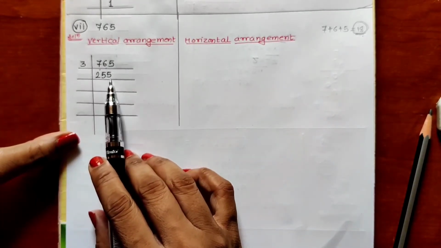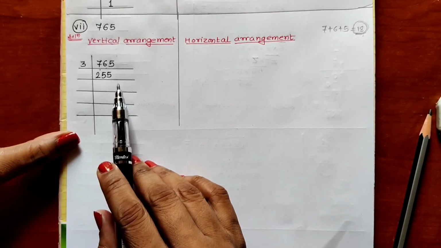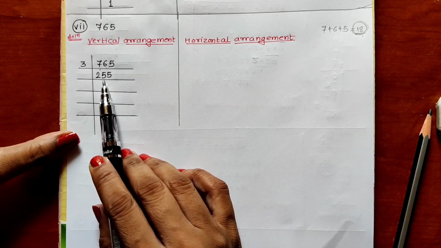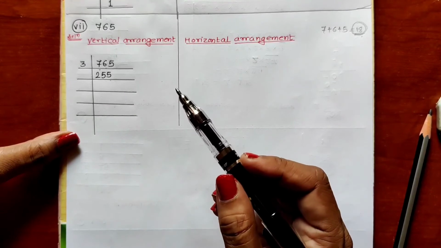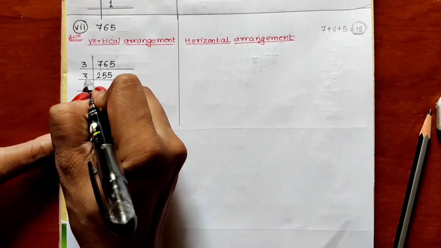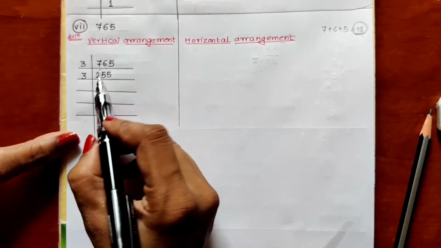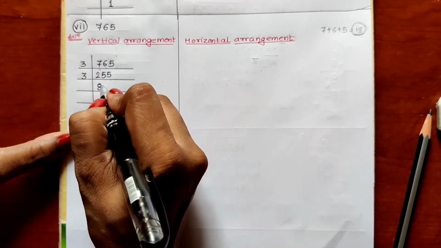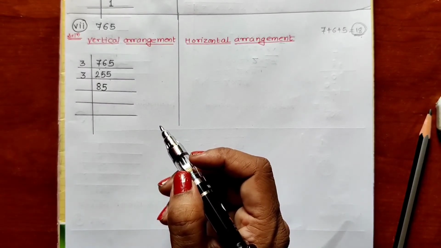Now 255, again 5 is there in the unit place, that means this number will not be divisible by 2. Let us check the divisibility of 3. 2 plus 5 is 7, 7 plus 5 is 12. So this number will be divisible by 3 because 12 is divisible by 3. So 3 8s are 24. 25 minus 24, 1 remaining. This 5 means 15. 3 5s are 15. Now we have got 85.